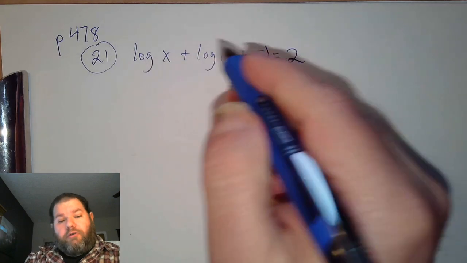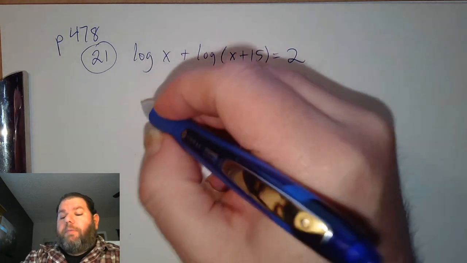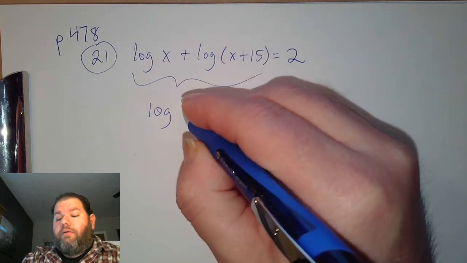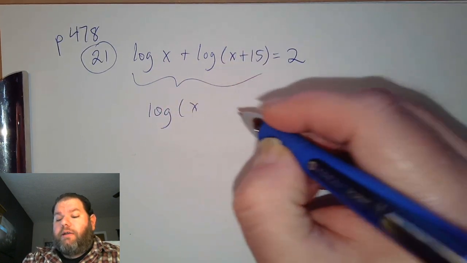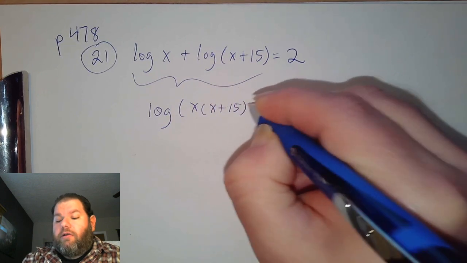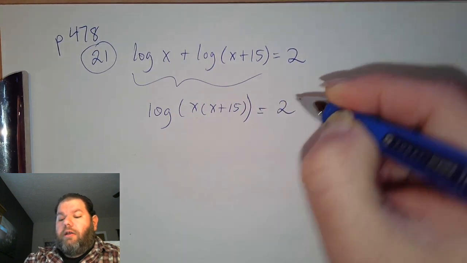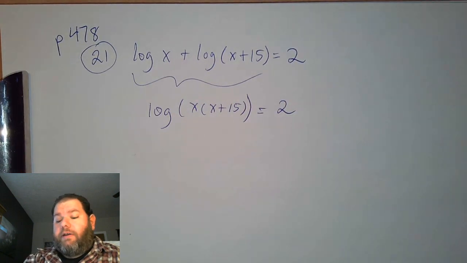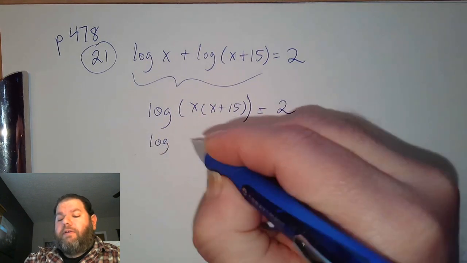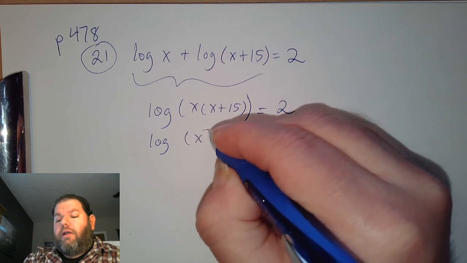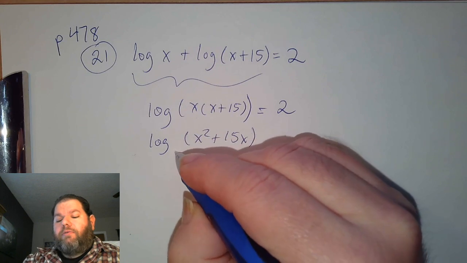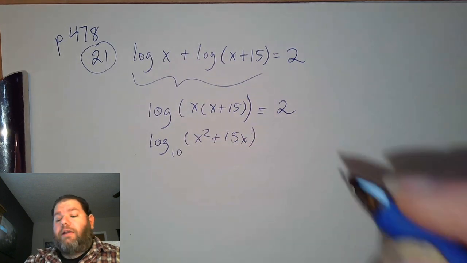we have two logarithms on the same side here, so step 1 is to combine these logarithms together. Because they're added, we know that we can multiply what's inside. So we have x times x plus 15. And so let's rewrite this. X squared plus 15x. And this is log with no base listed, so it's log 10.